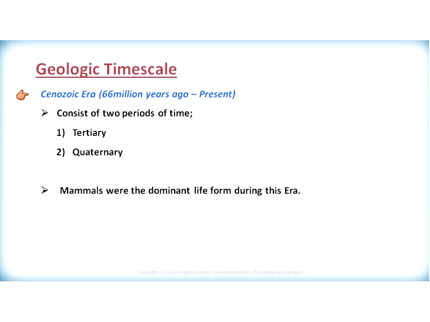After the Mesozoic, we then move into the most recent and our current era, which is called the Cenozoic era. This era ranges in time from approximately 66 million years ago to present time, and it consists of two periods of time. First, the Tertiary period, and the most current period is called the Quaternary period. During this period of time, mammals were the dominant life form.